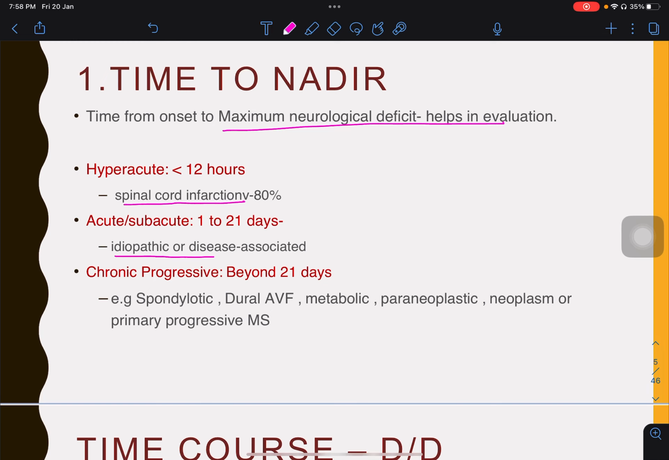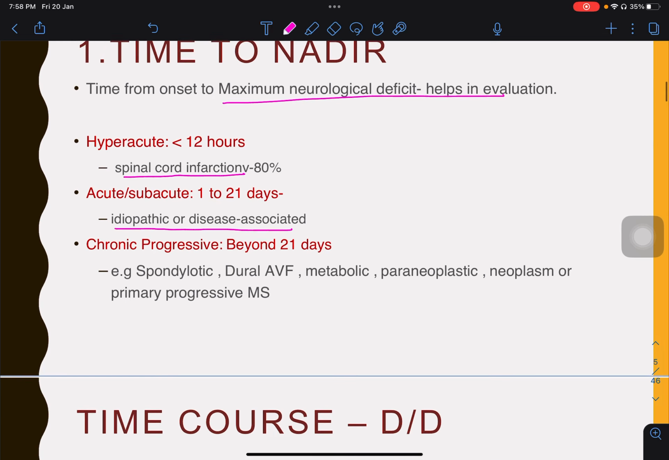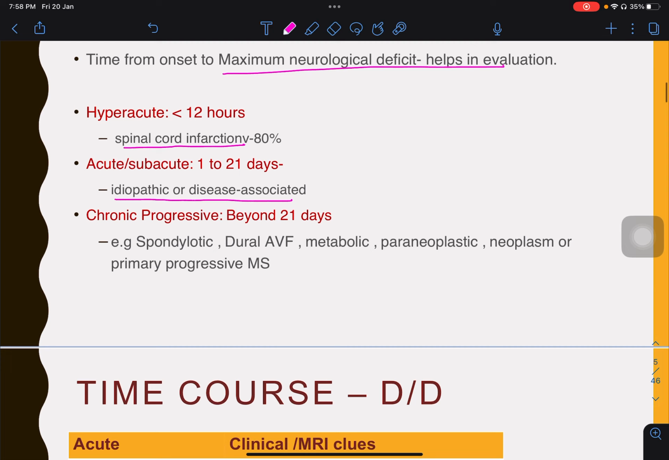That is idiopathic or disease associated or immune in this category. And chronic progressive, it could be spondylotic, dural fistula, vascular, metabolic, paraneoplastic, neoplasm, or primary progressive MS. It is beyond 21 days. So less than 12 hours, 1 to 21 days, and beyond 21 days. These are the 3 types according to time to nadir, to maximum weakness.